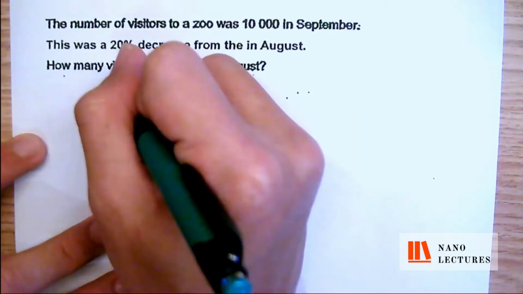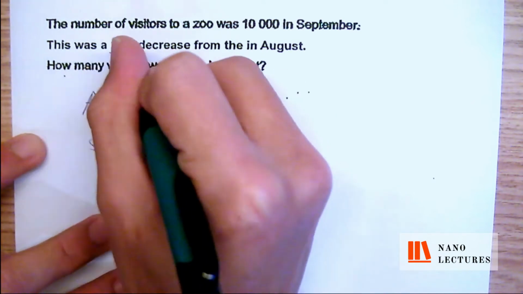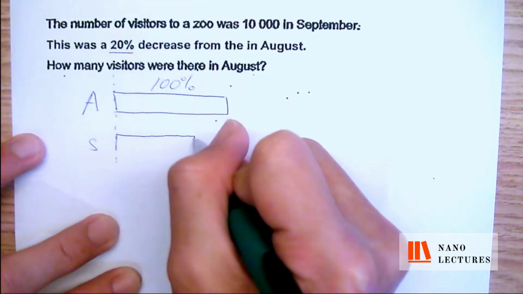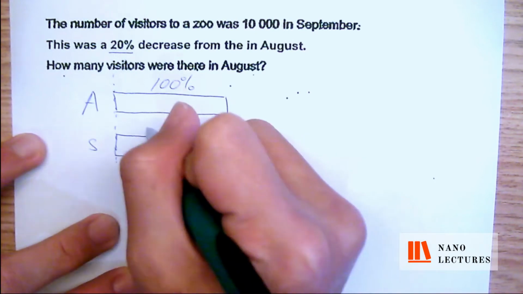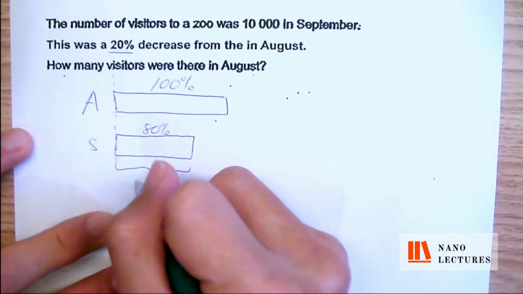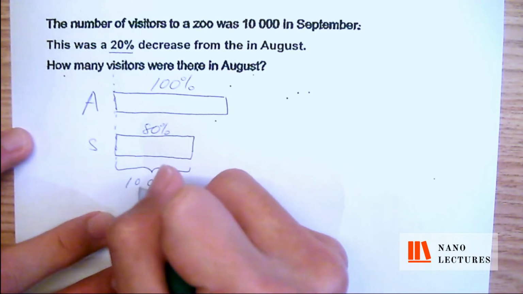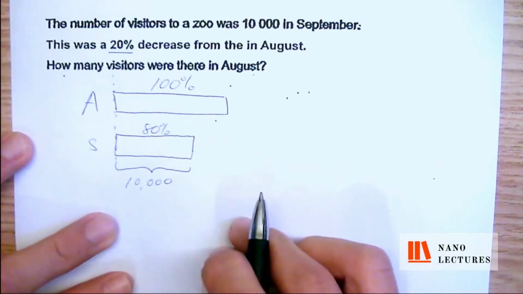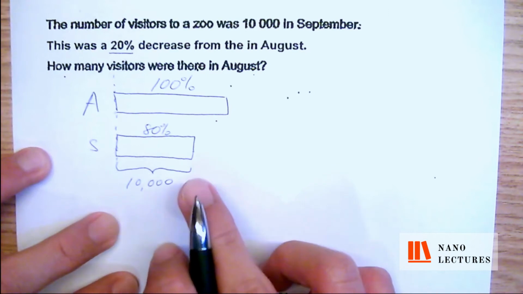So August here will be 100%. And for September, it is a 20% decrease, which means that September is only 80%. And this 80% represents 10,000 visitors. Now, for this particular question, you have to be very careful.